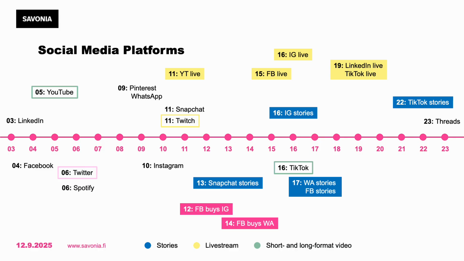For example, when it comes to short and long format video, the platform known for long format video had been YouTube, while TikTok was known for its short format video content. In 2020, YouTube decided to launch their own version of short format video with YouTube Shorts, and in the same year, Instagram did the same with Instagram Reels.